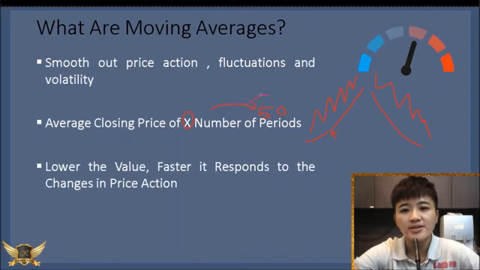So the lower this number is, the faster it will respond to the changes in price action. So a 5 period moving average would be more volatile. You see a lot more volatility as compared to a 50 period moving average. You realize that the 50 will be more smooth as compared to a 5 period moving average. There are pros and cons when it comes to using a small number and using a large number. Later I might share more about that.